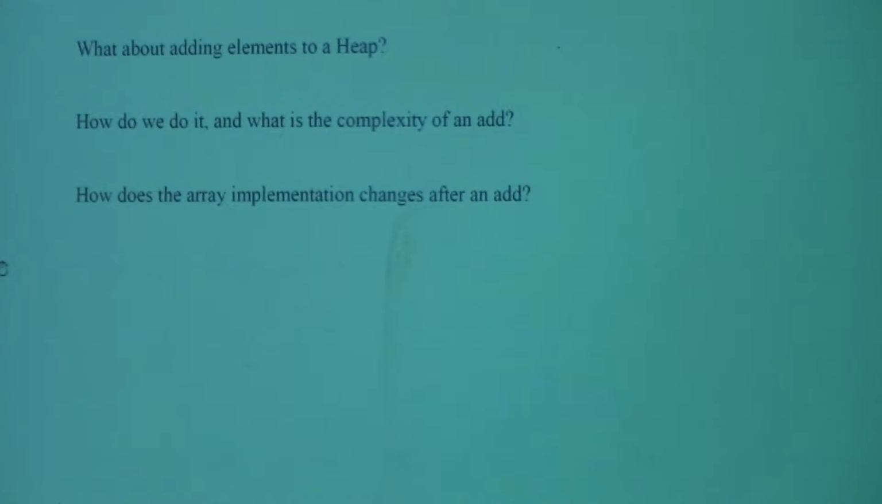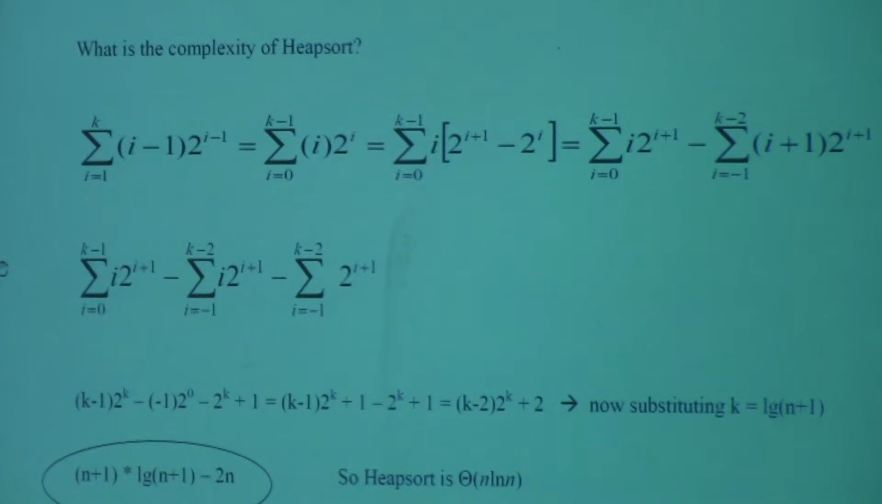Okay, any questions on this so far? So to review what we've done so far, the cost of building a heap is linear. The cost of heap sort is n log n.